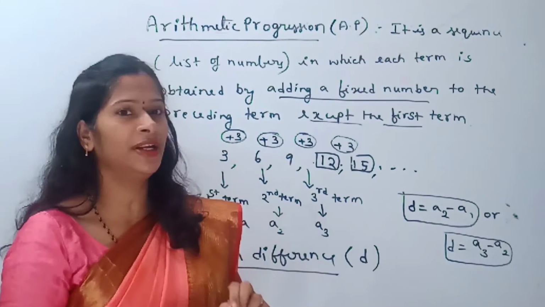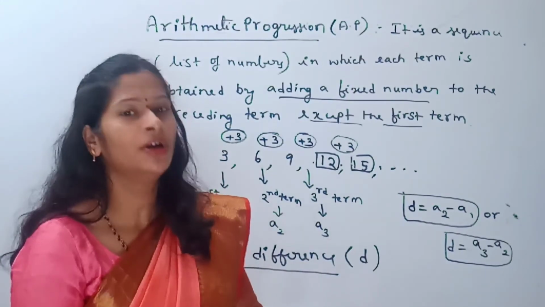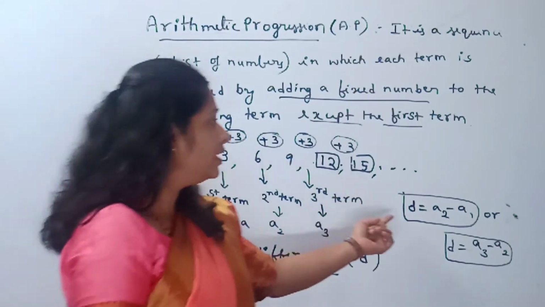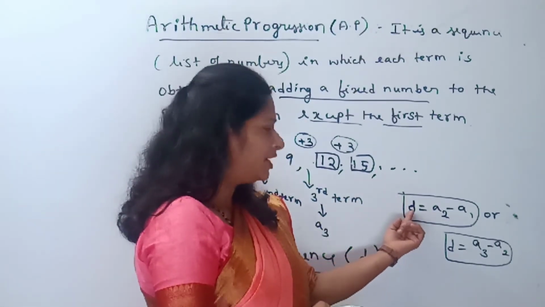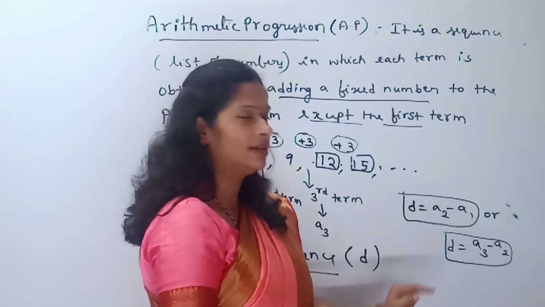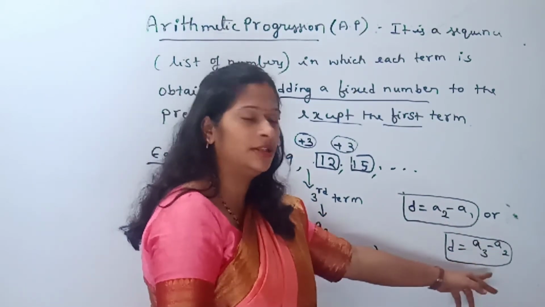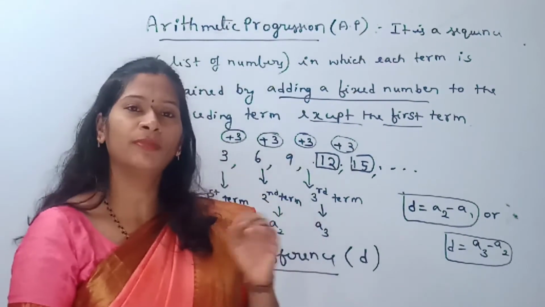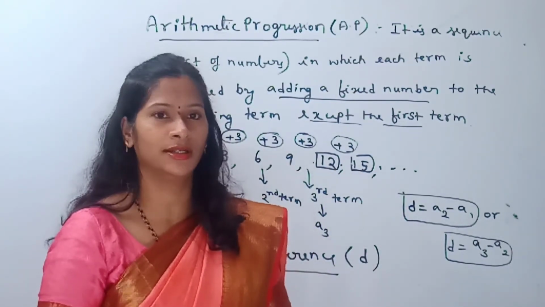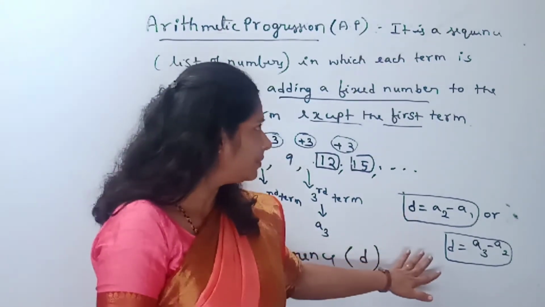So that common difference may be a positive value or a negative number, or it may be 0. How will you get the common difference? D is equal to A2 minus A1, or A3 minus A2, or A4 minus A3, A5 minus A4, and so on. Is it clear? This one we have to remember, children.